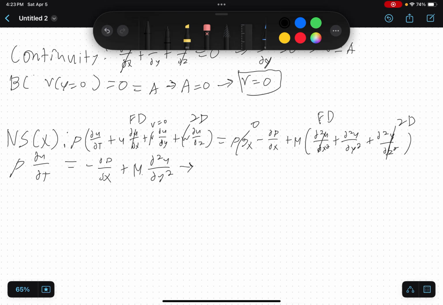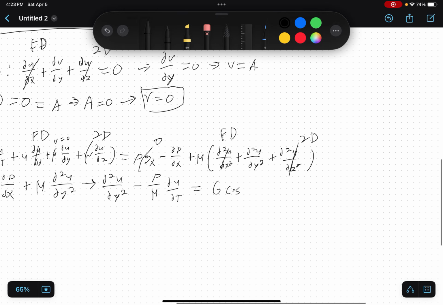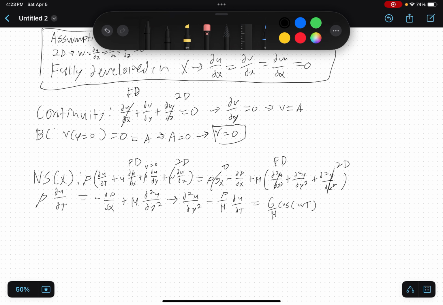Okay, I'm going to write this out in a way that I like. dp dx was g cosine omega t. Would be g over mu, right? Yes. Okay.